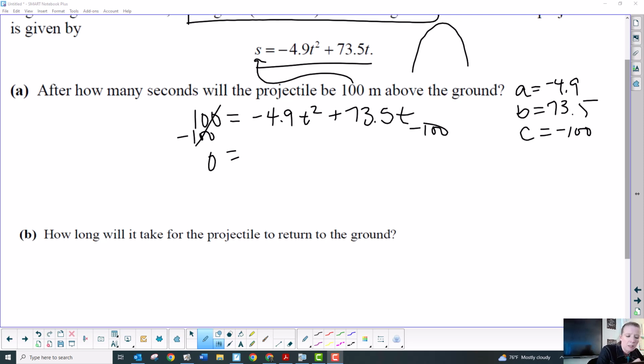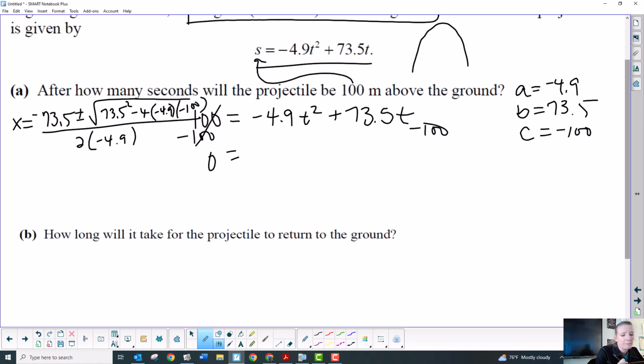Oh, yeah. So x equals minus b, plus or minus square root of b squared minus 4a c, where c is negative 100, over 2 times a, negative 4.9.